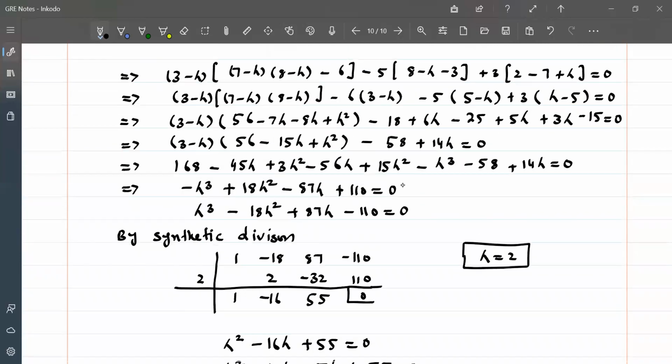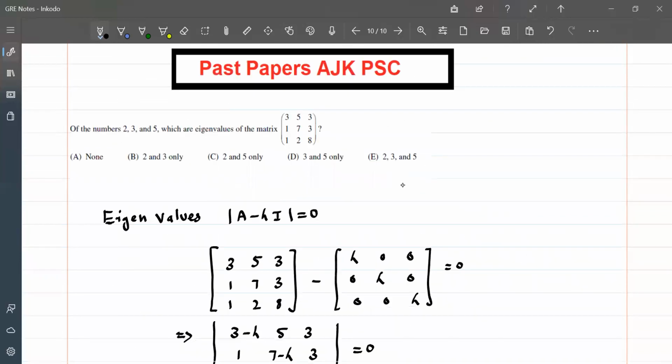So we have 3 roots, 3 eigenvalues, basically the values of lambda. Here lambda is equal to 2 is an eigenvalue, and 5 is an eigenvalue. So 2 and 5 only. So option C is the correct option for this.